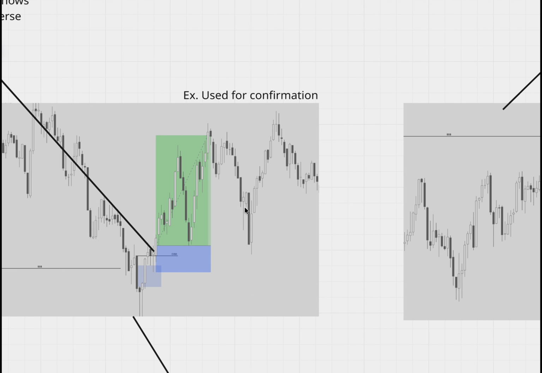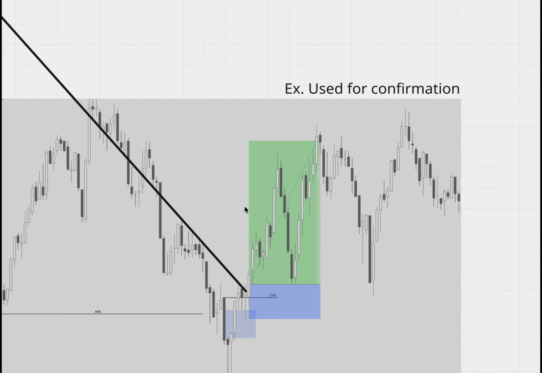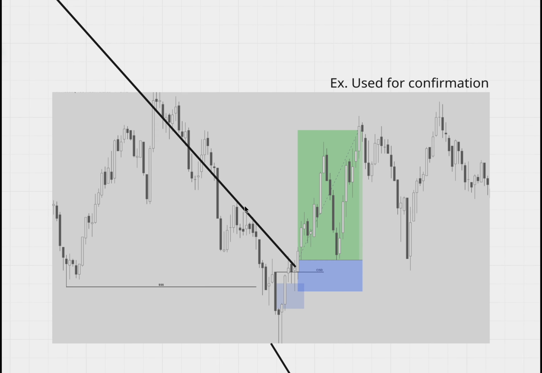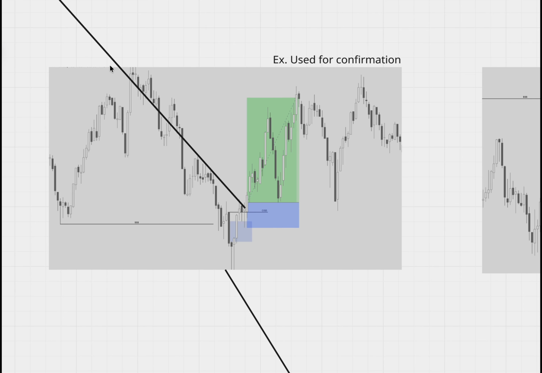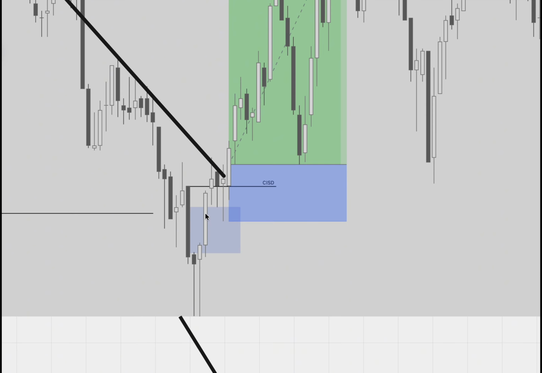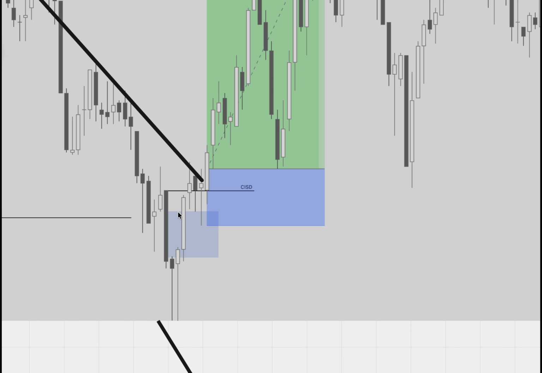Here it's used for confirmation. So sweep sell side liquidity. We've had a move lower. This is the last leg. As we can see, this bullish candle right here, last down candle until we take the low, and we see this inverse rally gap get ran through.